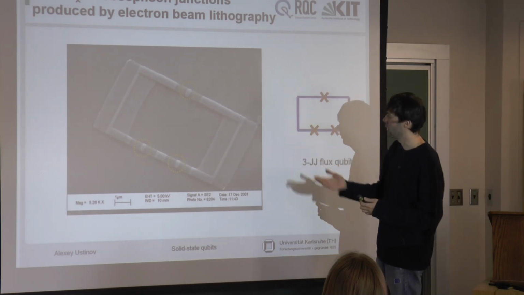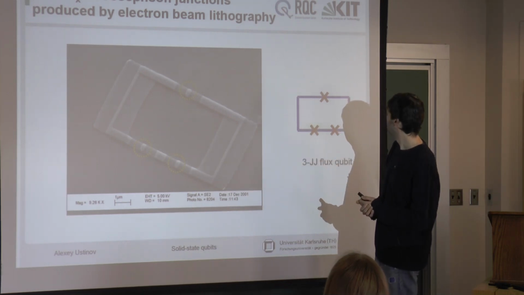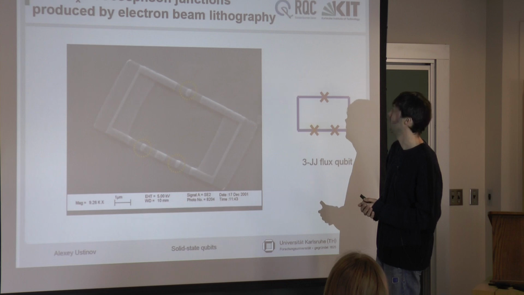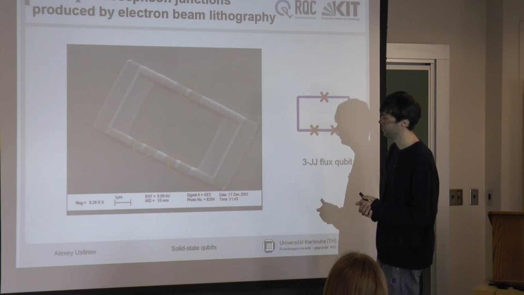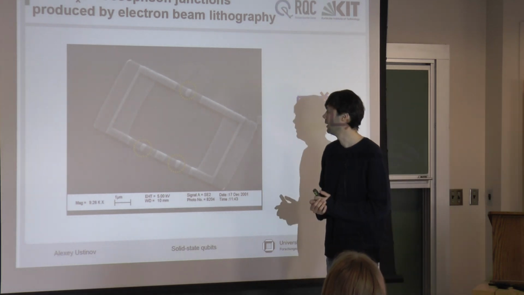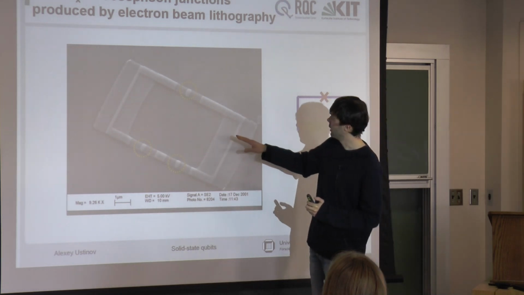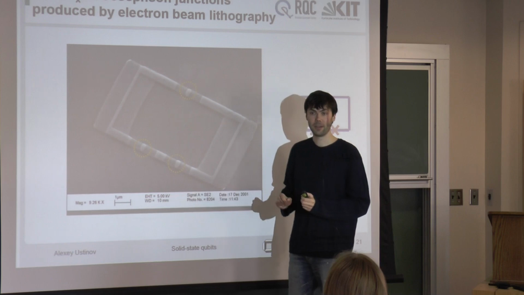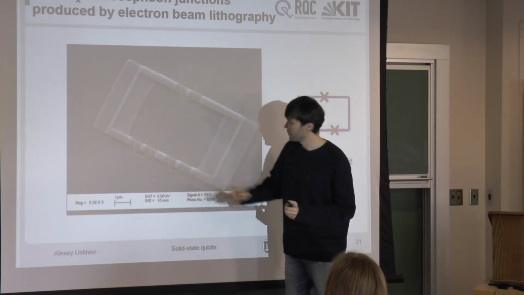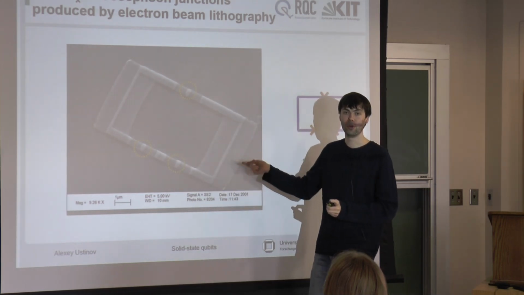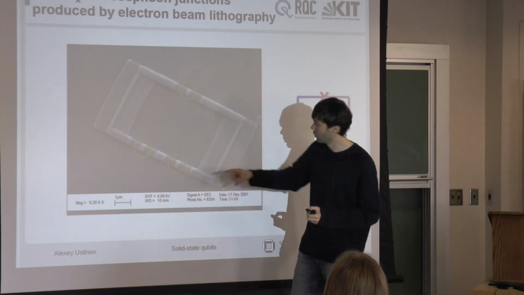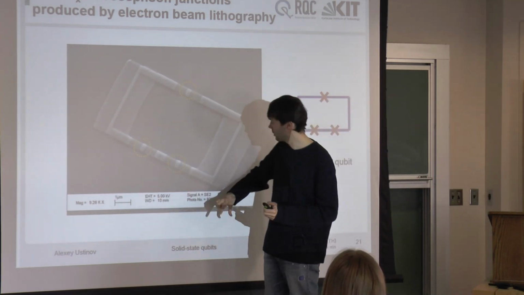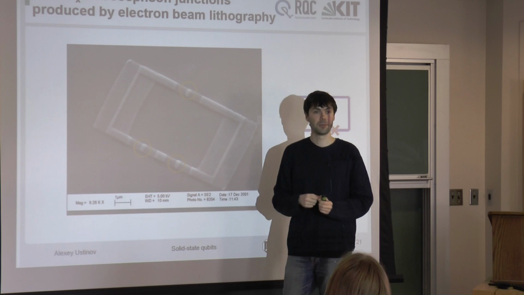Here's an example of a qubit. I think this is a sample that was fabricated in Germany in the group of Alexei Ustinov. Here he made a little loop with three overlap areas, which are these tiny Josephson junctions of aluminum oxide. So this is how it might look. This scale bar is 1 micron, so these are much smaller than a micron.